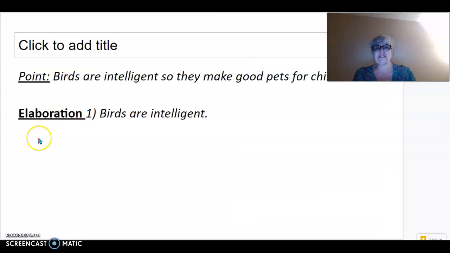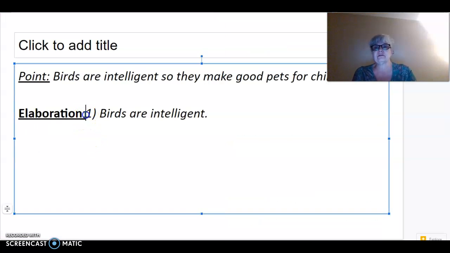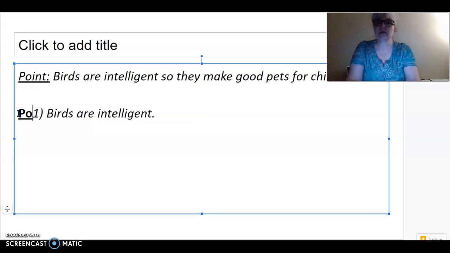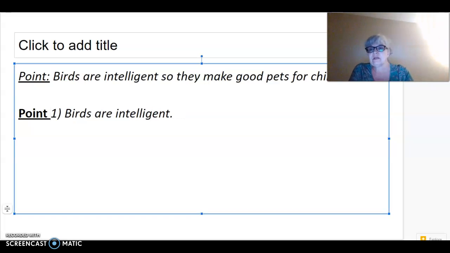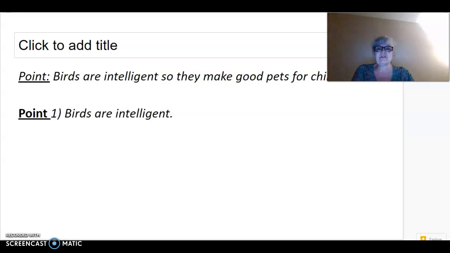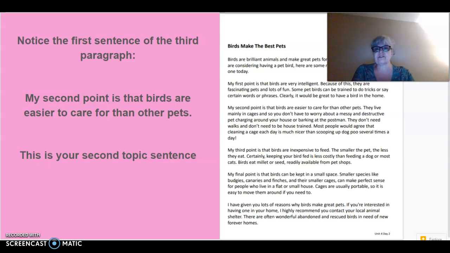As we move down, this is actually point 1, and we'll talk about elaboration after. So we have point 1, birds are intelligent. I go back and I say my first point is that birds are very intelligent. On my outline, I write birds are intelligent.